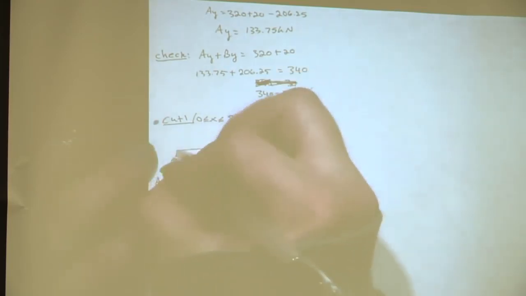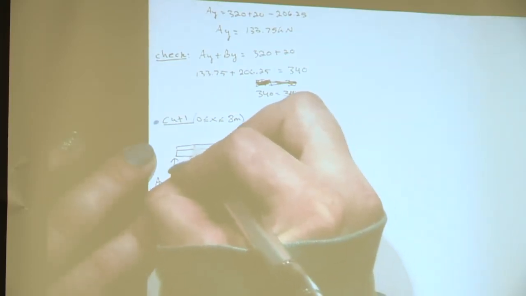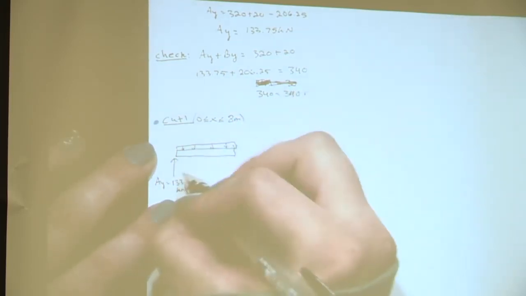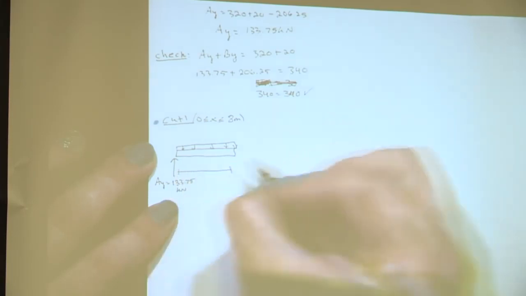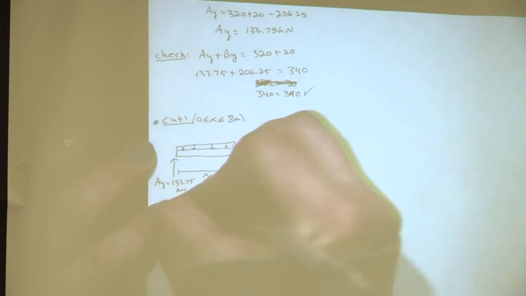Okay, awesome. So we have our distributed load. Now, do we know this distance right here? We don't. So what can we call it? X. Awesome, so we call it some arbitrary distance x.